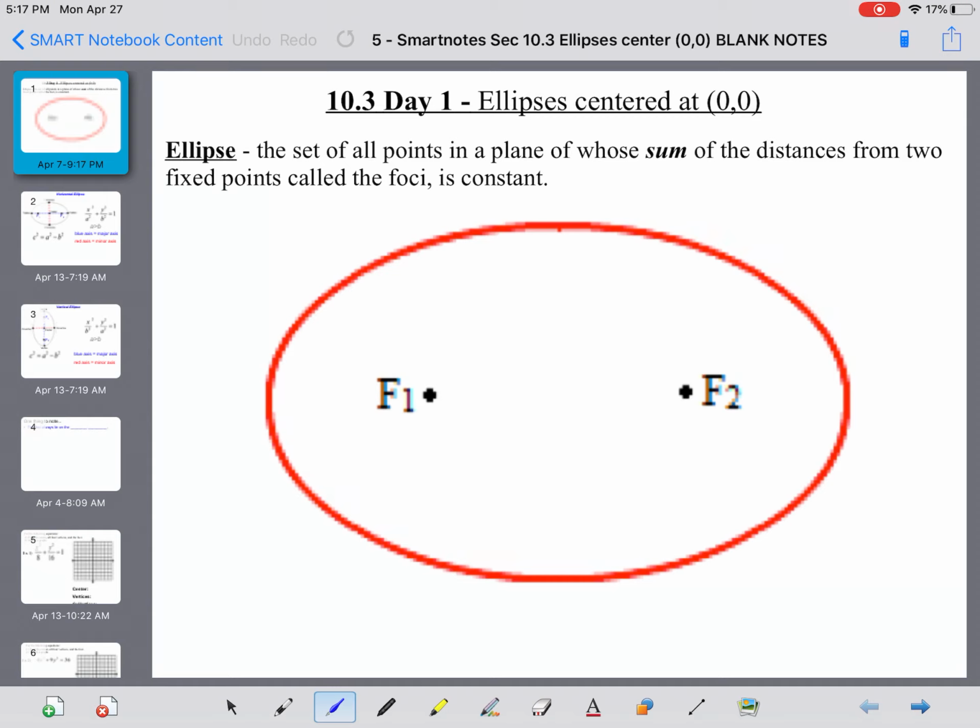So for a parabola, we talked about how the conic definition of that is that you have this focus and you have this directrix. And the parabola is made up of every point that is equidistant from those two things. So if you pick a point over here, the distance from that point to the focus and the distance from that point to the directrix, those will always be the same, right? For any point on that parabola. So here's how an ellipse is different.